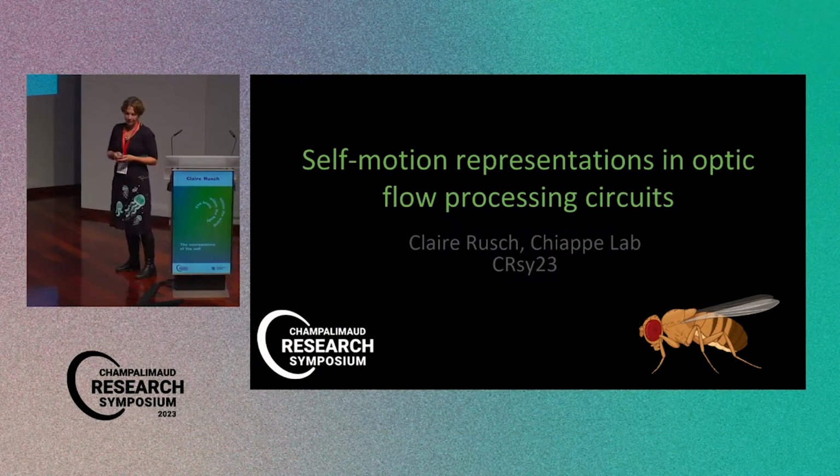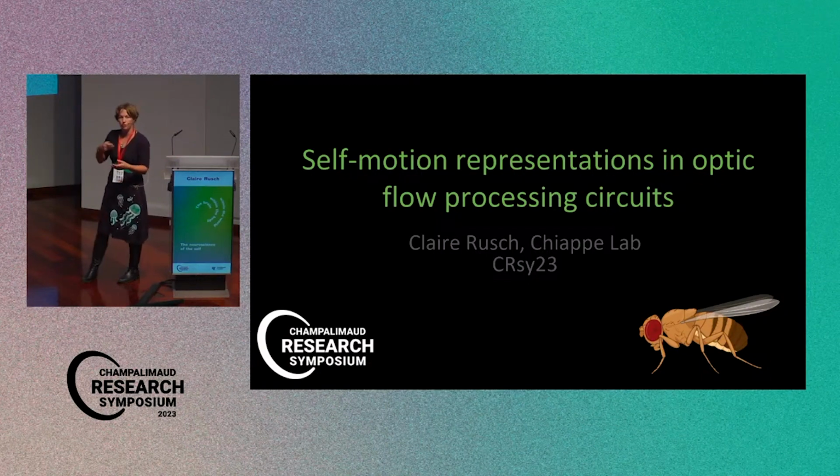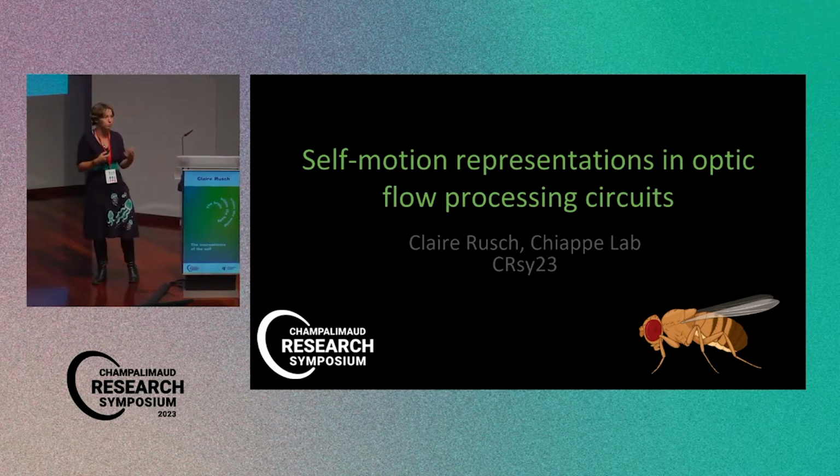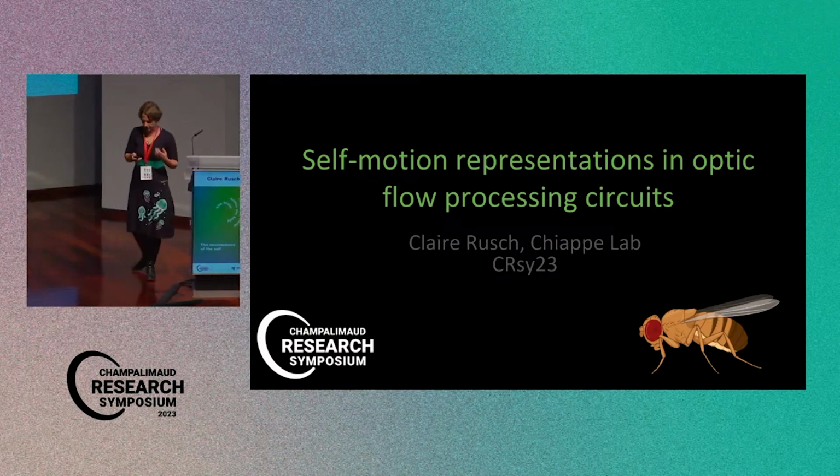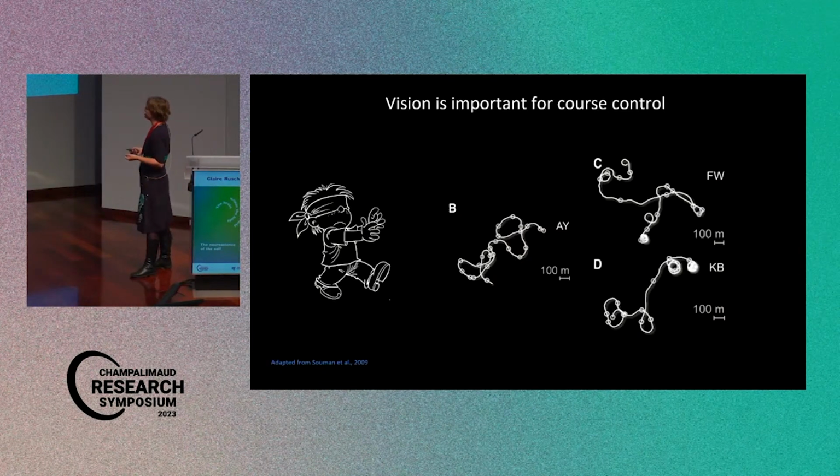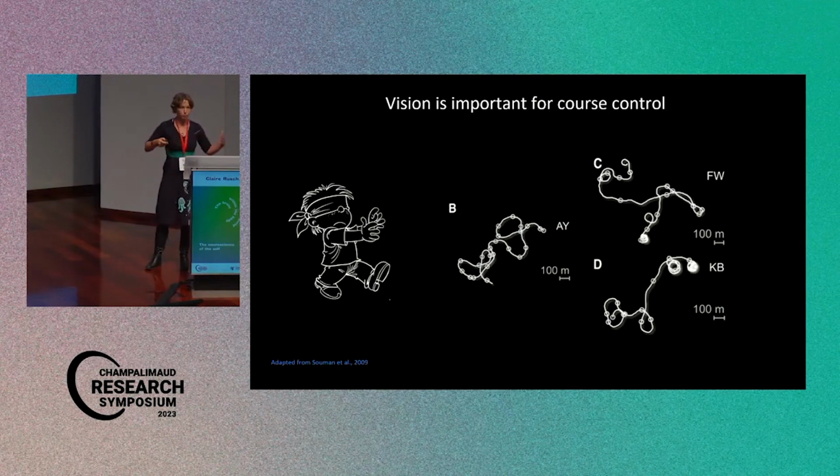And so I'm very interested in understanding more how these optic flow processing circuits are able to have an accurate representation of our bodies moving through space. Because when you think about it, vision is very, very important for us to move through space.